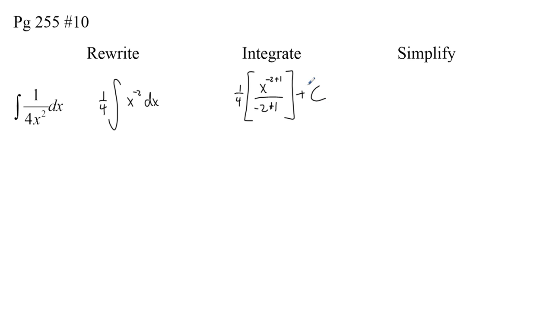All right, you're going to see me say that a lot. It's just a constant. I don't know what that constant is. If you want to say it's 1/4 times that constant, that's fine. It's still a constant, so it doesn't matter. All right, so let's simplify this thing.